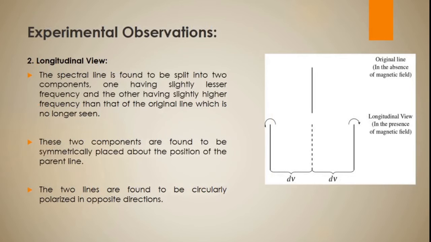When the spectral lines are observed in a direction parallel to the direction of the magnetic field, that is, longitudinal view, the spectral line is found to be split into two components, one having slightly lesser frequency and the other having slightly higher frequency than that of the original line, which is no longer seen. The two components are found to be symmetrically placed about the position of the parent line. The two lines are found to be circularly polarized in opposite directions.